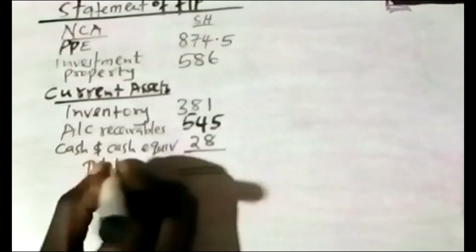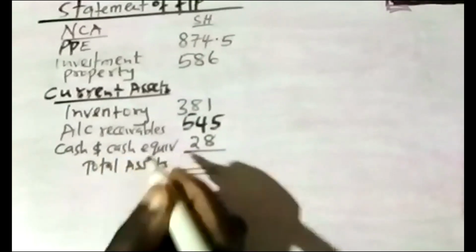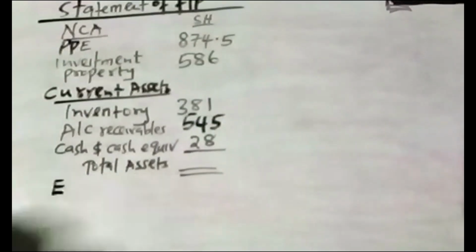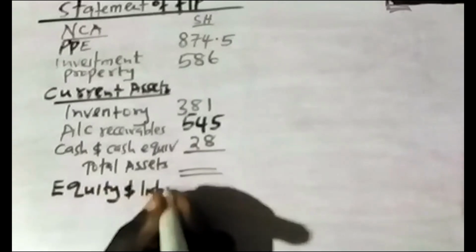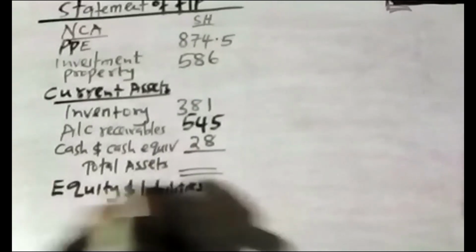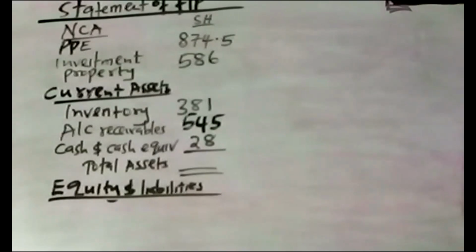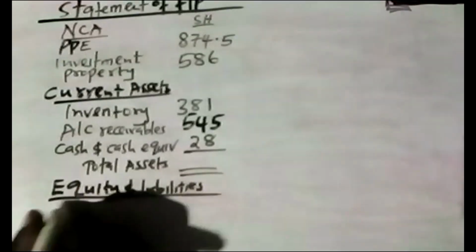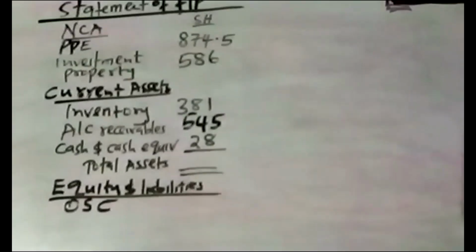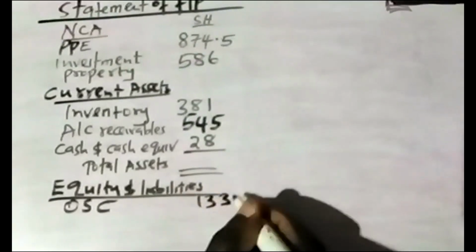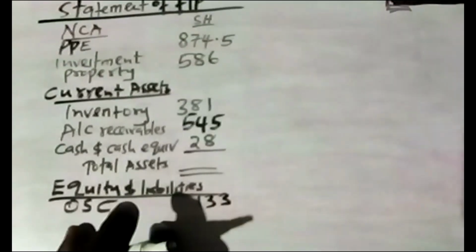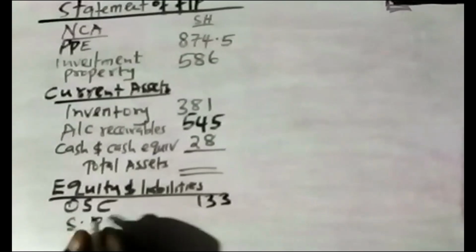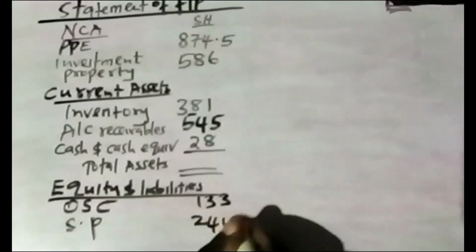So at that point, we have total assets. Then equity. For equity and liabilities, you copy what we got from the statement of changes in equity. So the statement of changes in equity, the total down there, ordinary share capital, I think you said it was 133. This one you copy from the statement of changes in equity. Our share premium was 244.